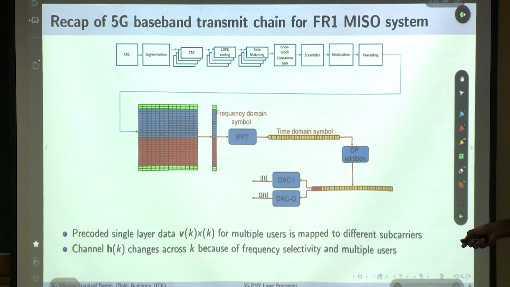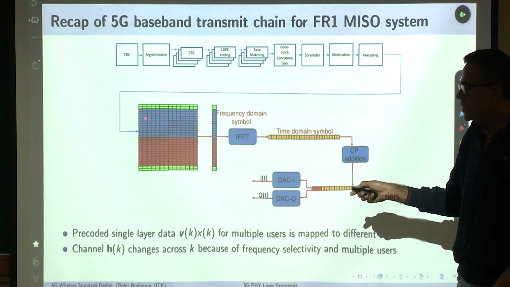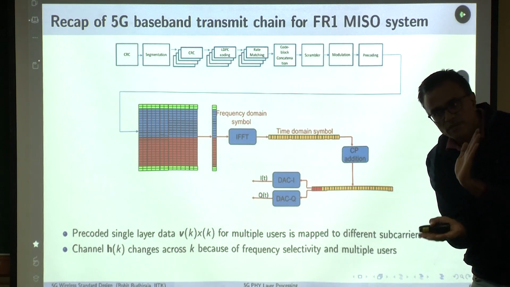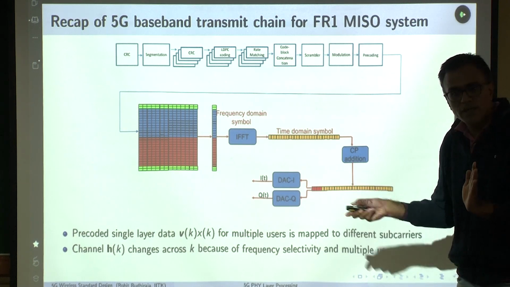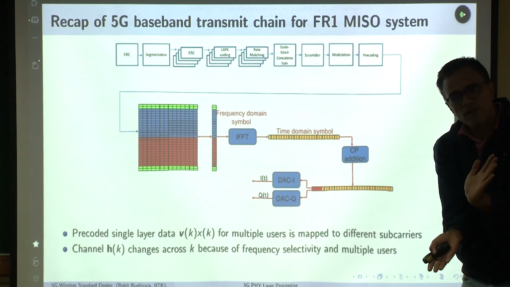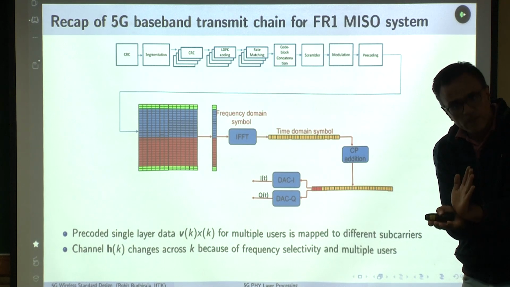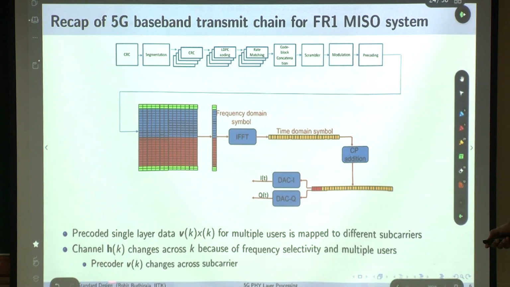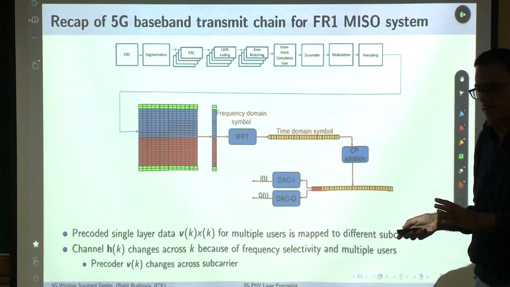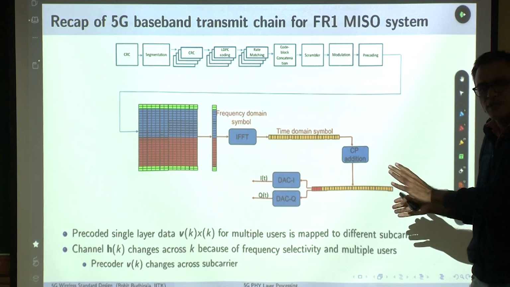The channel H_k changes across k because of frequency selectivity and multiple users. Even if it is a single user, as I said, it is a 100 megahertz channel. The channel will change from PRB to PRB, so you need to design a different precoder. If it is a different user, then of course different users will have different channels, so you'll have to use a different precoder. So, recapping, the precoder V in principle can change across subcarriers, and your digital system allows you to do that.